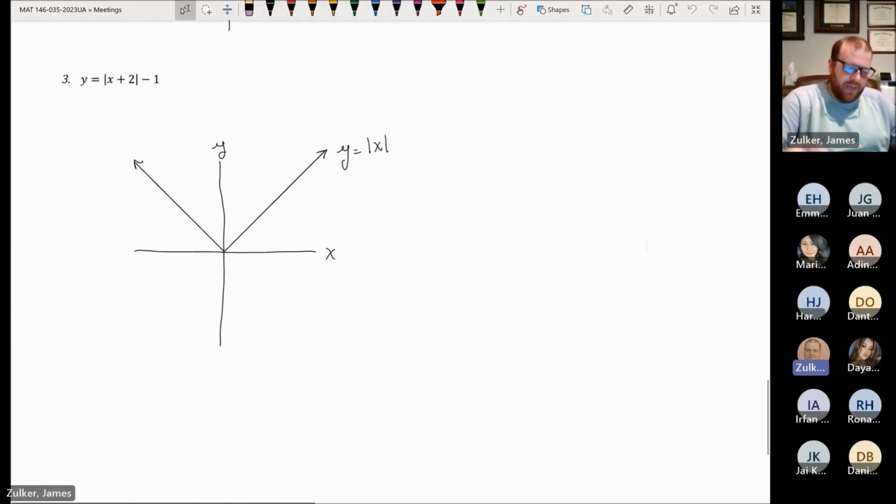Okay. Absolute value of x plus 2 minus 1. So look what's happening here. Not only are we changing the output, we're also changing the input. So we're going to have 2 translations. As was just stated, it's going to be 2 units to the left and then 1 unit downwards.